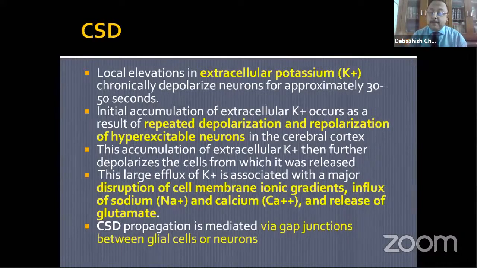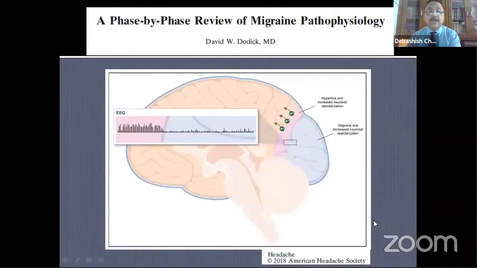So this is propagated by certain junctions by which the neurons are joined together, which are known as gap junctions in the brain, between the glial cells and the neurons, and it is through this that this cortical spreading depression spreads. And then drugs have been devised to actually block these gap junctions to see whether they can prevent the aura. We'll come to that later. So this is the aura.